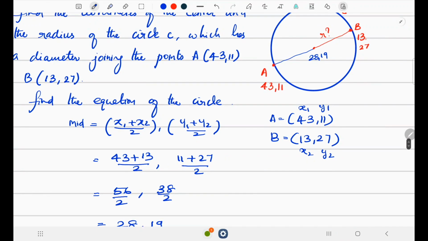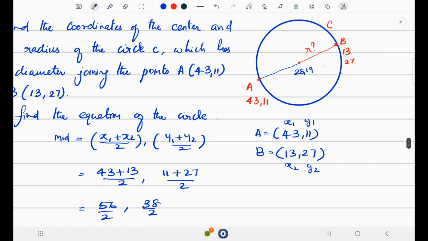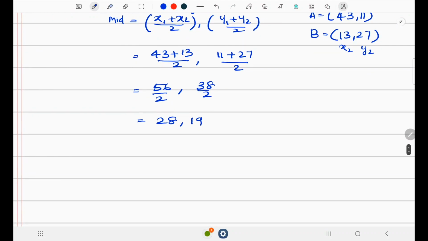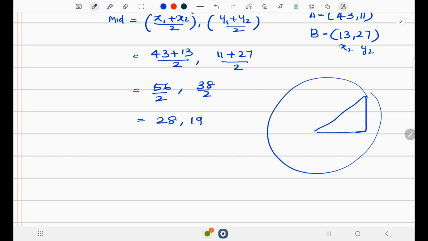Now from the midpoint we need to find the radius. How do we find the radius? The radius is the distance from the midpoint to the point on the circle, which we have as (13, 27). So what is the distance formula? The distance formula is based on the Pythagoras theorem. What is the Pythagoras theorem? Suppose this is a right angle triangle, meaning suppose this is the circle, this is the center and this is the radius.